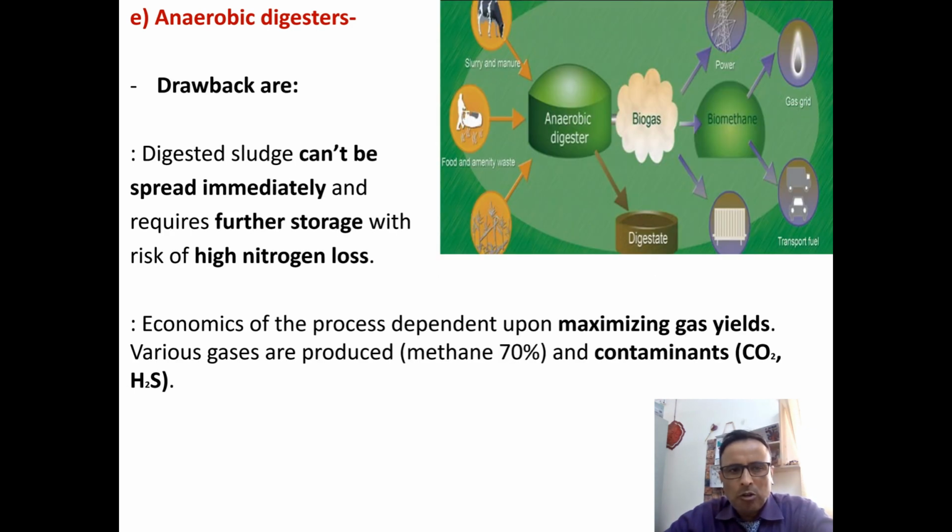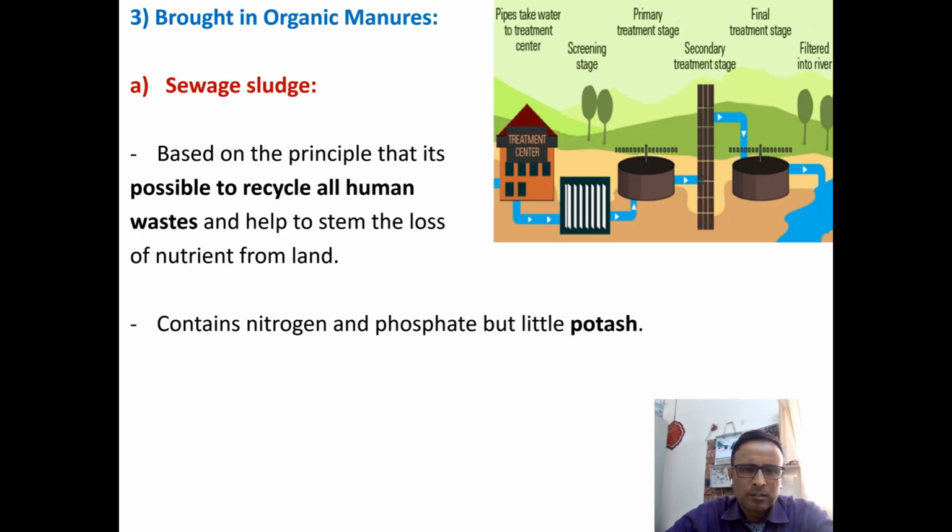The disadvantage of these anaerobic digesters or methane digesters is that you can't use the slurry, the sludge, immediately, and you need to further store it, with the risk of higher nitrogen loss. And then there are certain contaminant gases which come up when you store this sludge for a longer period of time. These contaminant gases are carbon dioxide and hydrogen sulfide.